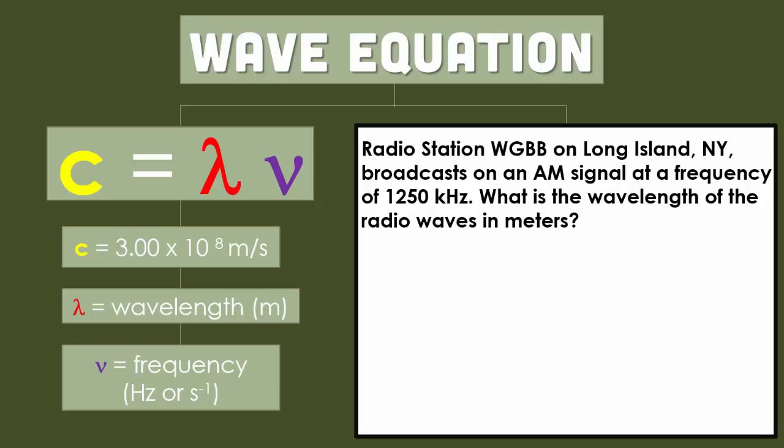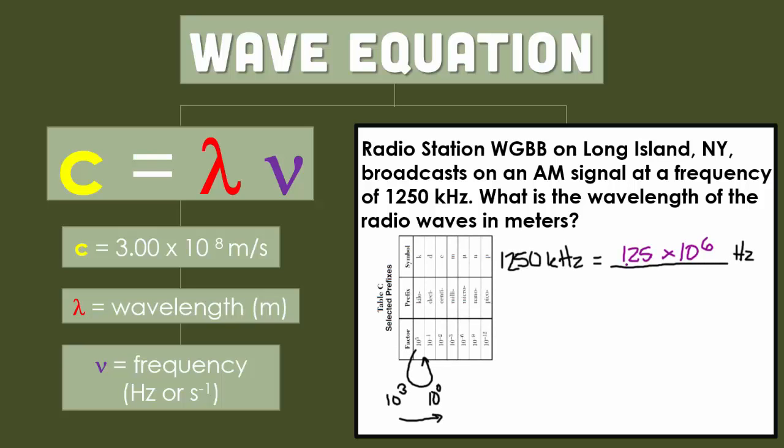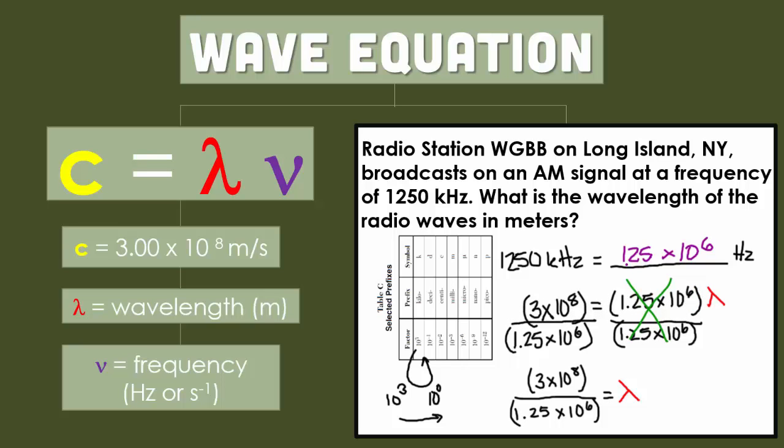Is that an acceptable unit that we can use? No, because it's in kilohertz. So we have to convert it to hertz. If you forgot, just look in the bottom left. It says your nu has to be hertz or per seconds. So step 1, using table C, we convert. We're going to the right 3 places from kilo to our base. So you should get 1.25 times 10 to the 6 hertz. Plug it in and solve.